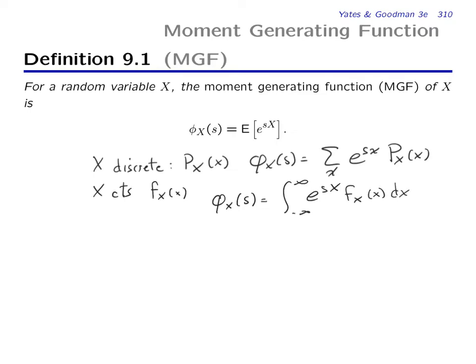So the expression for the PMF maybe was a little unfamiliar looking, but this expression for the PDF may look like something you remember. If you think about the density function as if it were a signal, this is the Laplace transform of the signal, which is the PDF. In essence, a moment generating function is just a Laplace transform of a PDF.